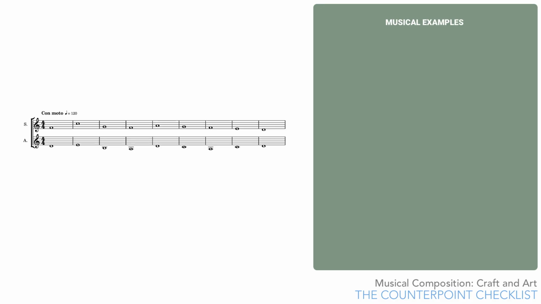Let's say a composer wants to compose in a triadic style. Here's some examples of parallel fifths. Let's look at them in detail.